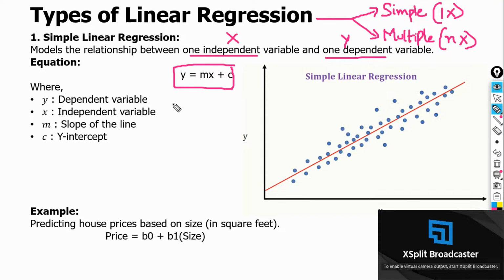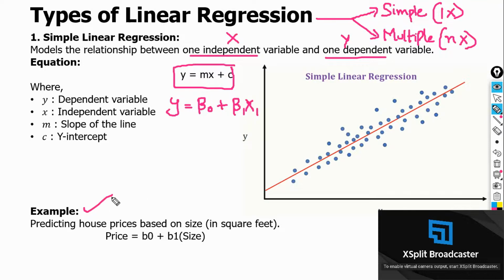So what is the equation? The equation will be like this: y is equal to beta naught plus beta 1 x1. That's it. Only one input, right? So I can have only one coefficient. Beta naught is my y-intercept. Beta 1 is the coefficient of x1.